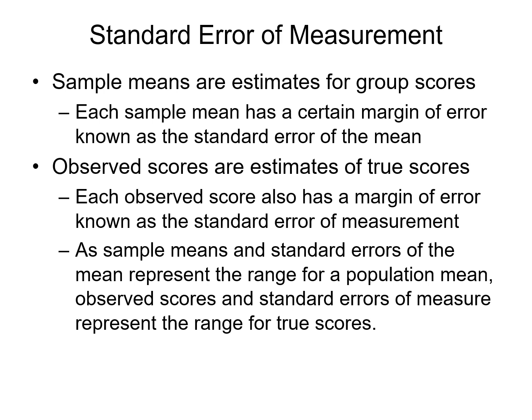So as sample means and standard errors of the mean represent the range of population means, observed scores and standard error of measure represent the range of scores. That's a really complex way to say we're basically just trying to estimate the amount of error that's left in the scale and provide decision makers with that information.